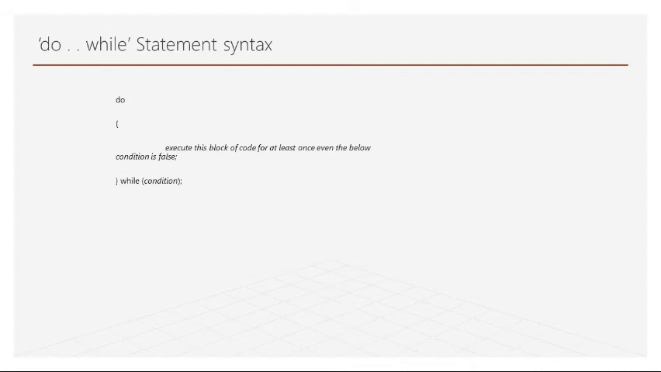The do while loop in PHP will always execute a block of statements at least once, even when the specified condition is not true. This is because it checks the specified condition only after executing the block of statements once. Later it repeats the loop until the specified condition is true.